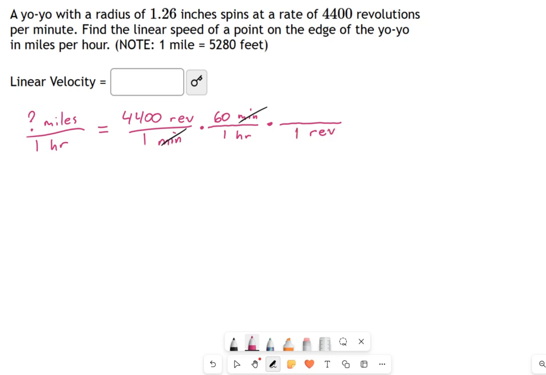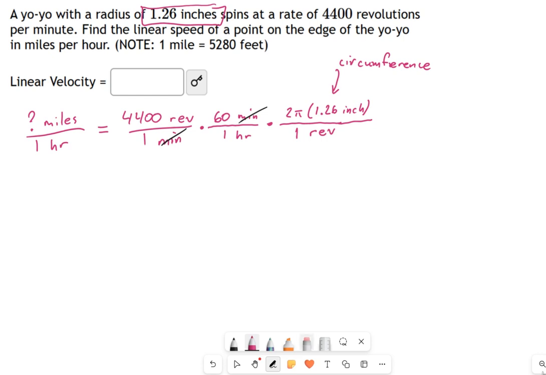So 1 revolution. Well, how far around is 1 revolution? I don't know how far in miles, but I do know that this thing is 1.26 inches in radius. So I can say that's 2 pi times radius, or 2 pi times 1.26 inches. Now, if you're wondering where that came from, that is the formula for circumference. Okay, that's the circumference of the circle.